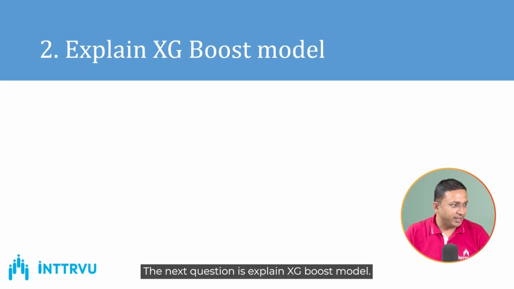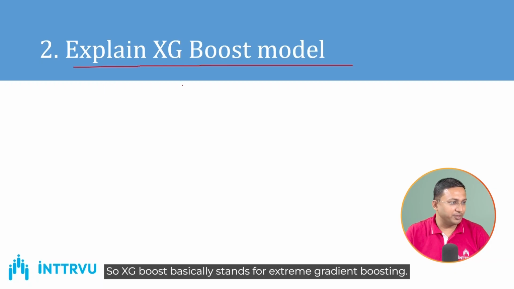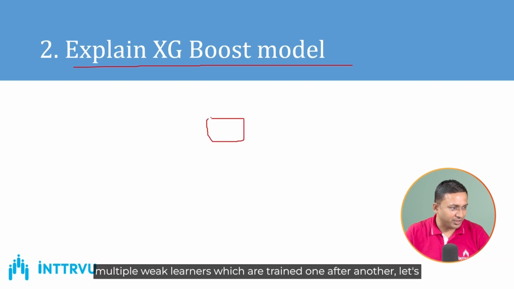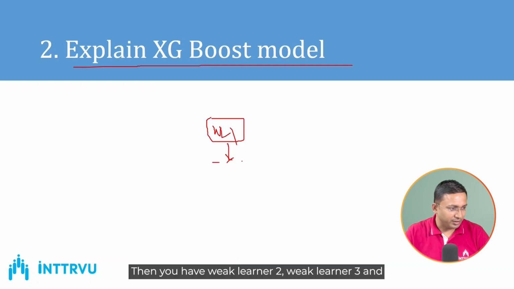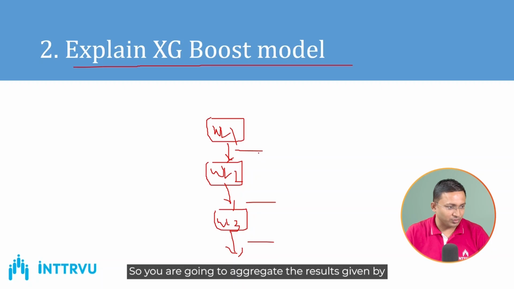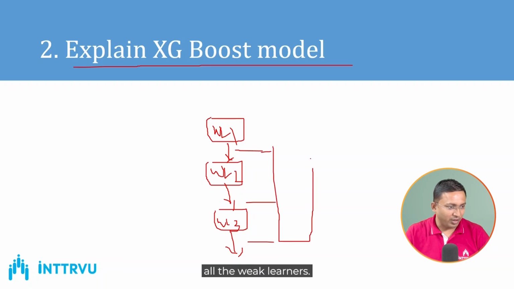The next question is, explain the XGBoost model. XGBoost stands for extreme gradient boosting. It's a type of gradient boosting model. What happens in the XGBoost model is you have multiple weak learners which are trained one after another. Let's say weak learner 1, then weak learner 2, weak learner 3, and so on. Multiple weak learners are trained and the final output is a combination of the results given by all the weak learners. So you aggregate the results given by all the weak learners.